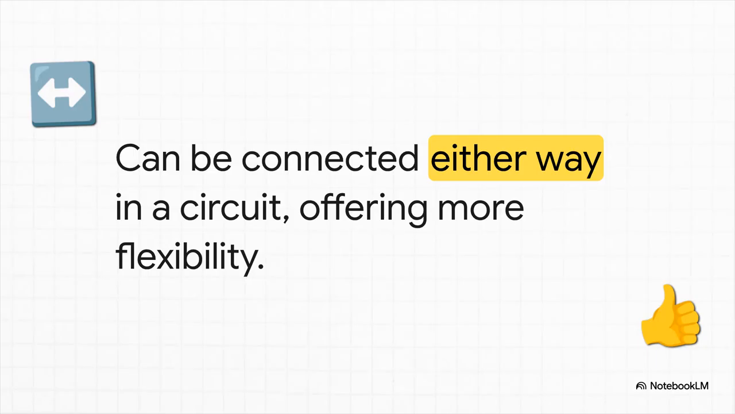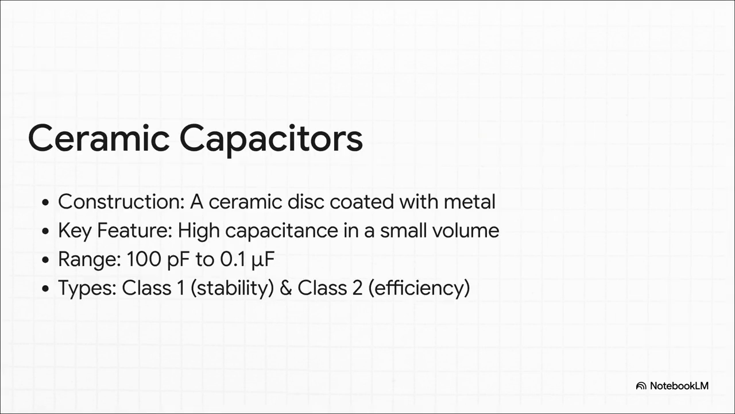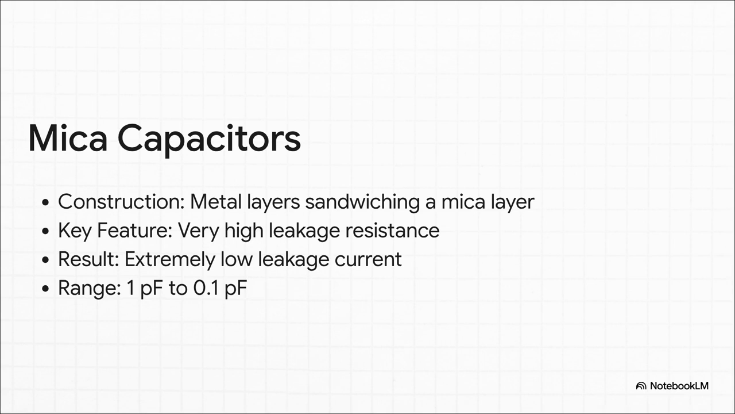Okay, so moving on to the other side of the fixed capacitor family, we have the non-polarized ones. And just like the name says, these are way more chill. You can hook them up any which way in a circuit and they'll be perfectly happy, no drama. One of the most common types you'll see everywhere is the ceramic capacitor. They're basically a little ceramic disc with a metal coating. Their superpower, packing a pretty decent amount of capacitance into a teeny tiny body. And they even come in different flavors. You've got Class 1 for when you need things to be super stable, and Class 2 for when you're all about that high efficiency.